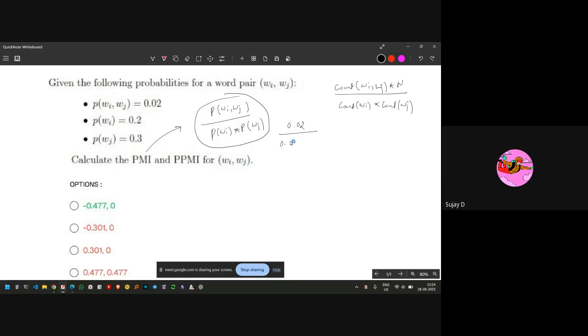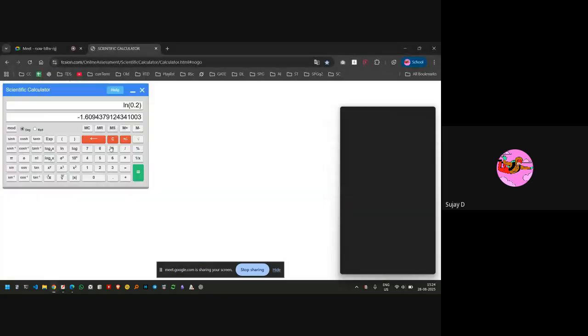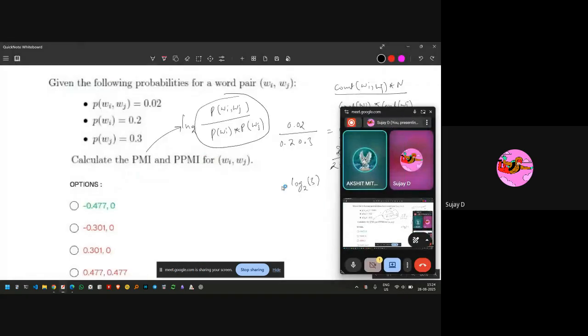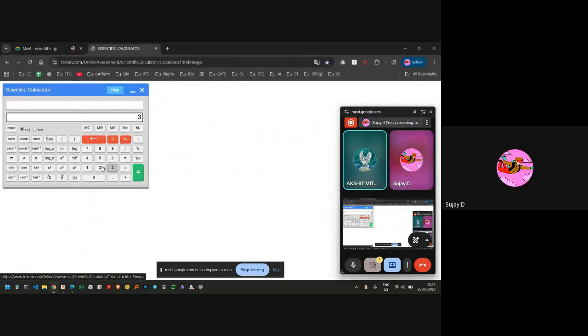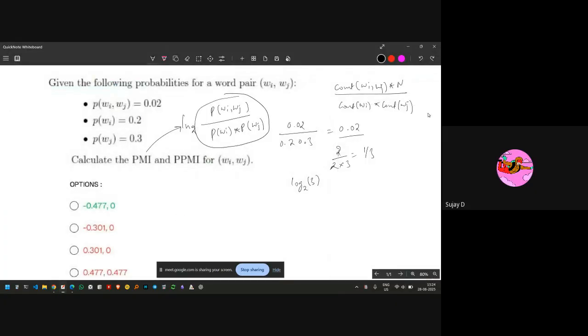So what is this answer? 0.2 by 0.2 multiplied by 0.3. Or with counts, 2 by 2 into 3, right? So one by third. And we have to do ln 2, right? Log 2. So log 2, 1 by 3, 2. Ln 3 divided by ln 2 gives 1.58. Yes, 1.58. But we are getting a different answer.